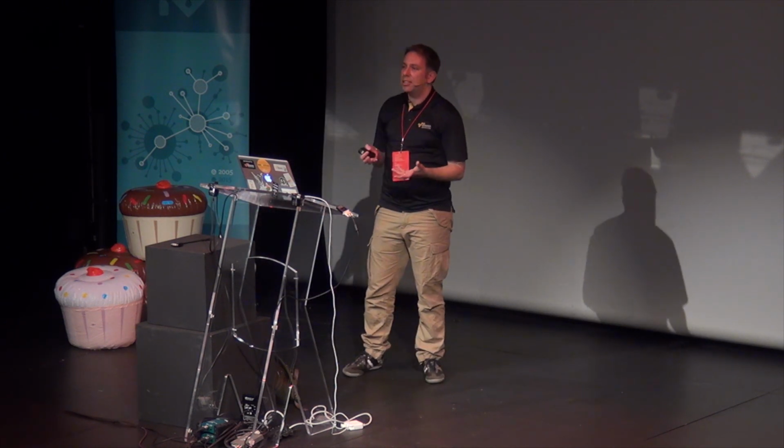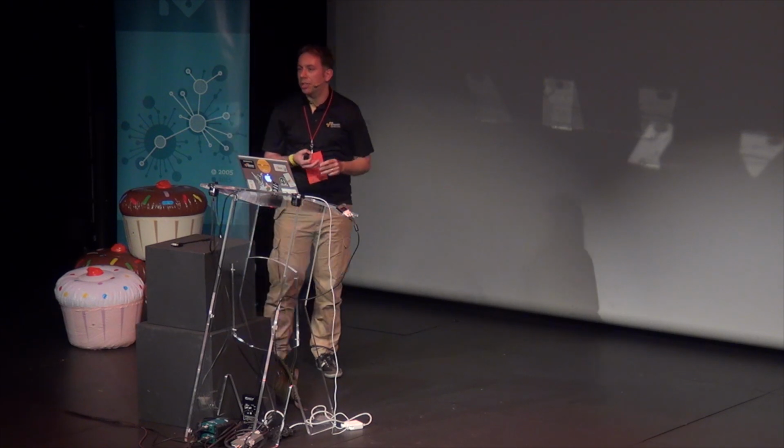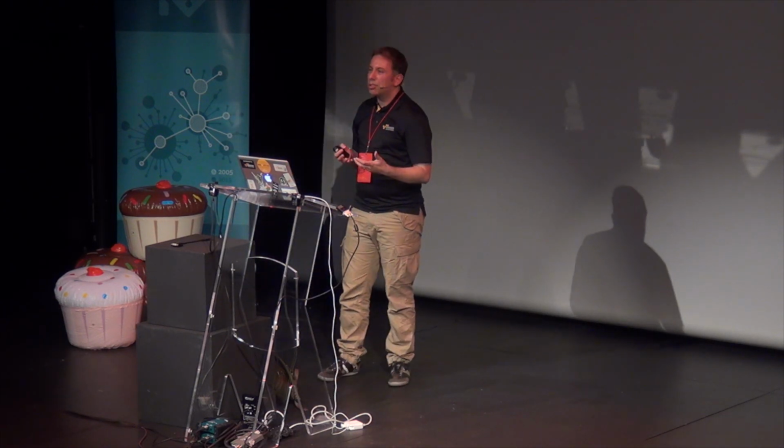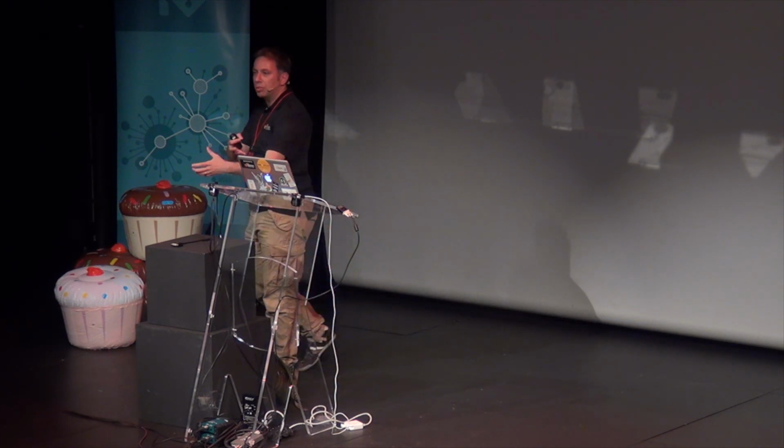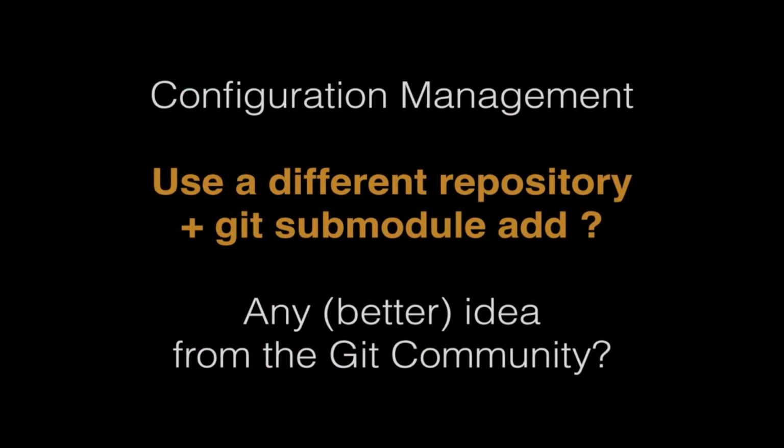The best idea that I had is to use Git submodule. So you use a different repository for configuration management. This also is good for security, so you can give permission to access this configuration management repository only to those who can really do that. And then use git submodule add to add this repository to the environment that you want to customize for a specific configuration.